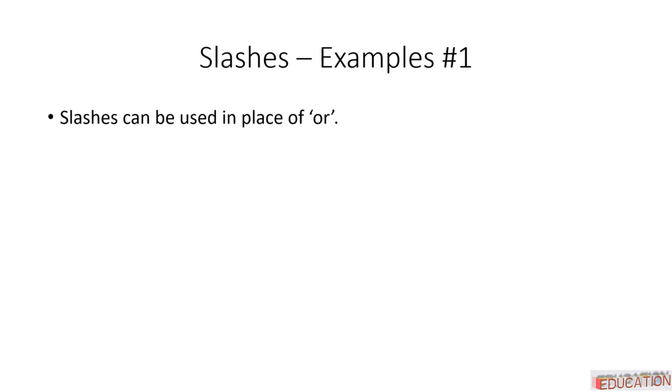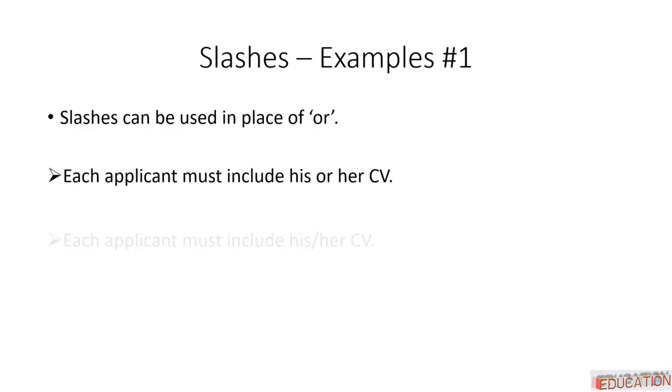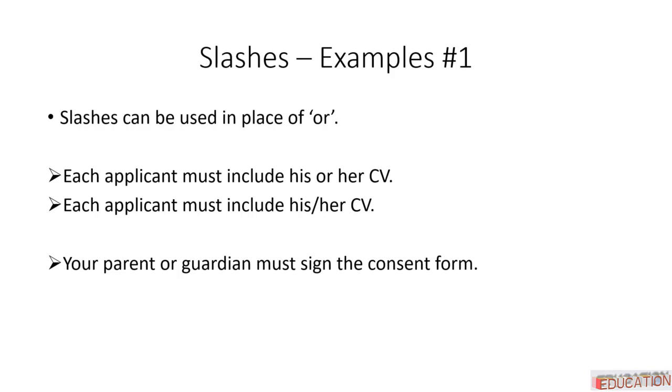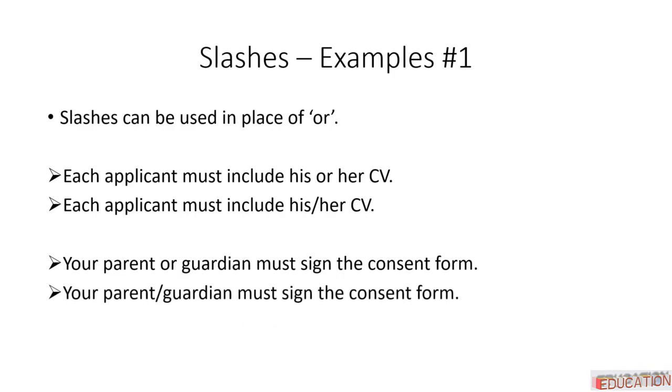Using a slash in place of or. Each applicant must include his or her CV. Or we can replace the or with a slash, as shown here. But when we say the sentence, we still say it the same, as in each applicant must include his or her CV. And please note there's no space around the slash, there's no blanks. Another example, your parent or guardian must sign the consent form. Or written like this, your parent/guardian must sign the consent form, but with a slash.